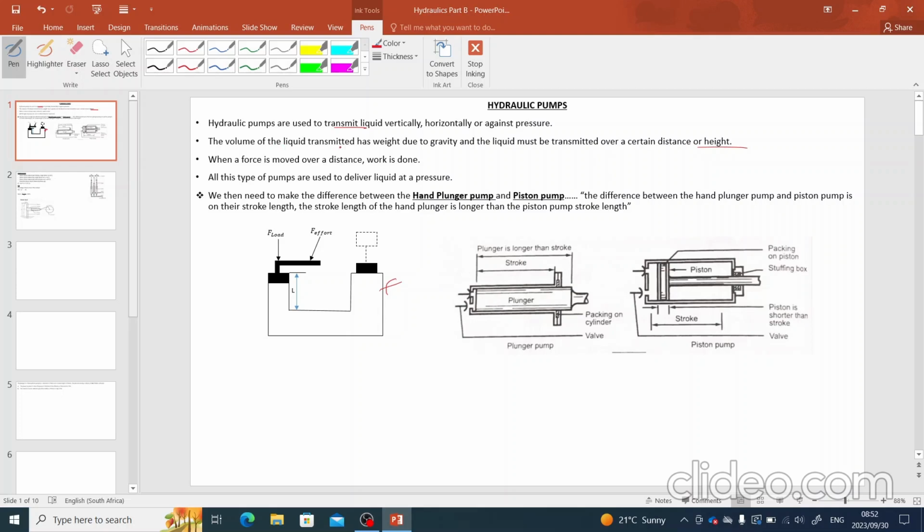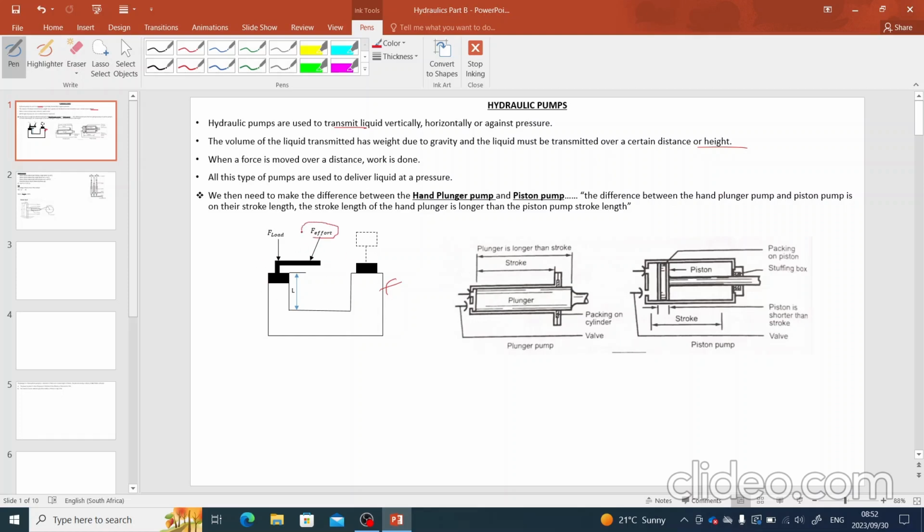The volume of the liquid transmitted has weight due to gravity, and the liquid must be transmitted over a certain distance or height. Meaning you can have your pumps, and obviously you would use hydraulic hoses. Some of those hoses will be horizontal, some of them will be standing vertical.